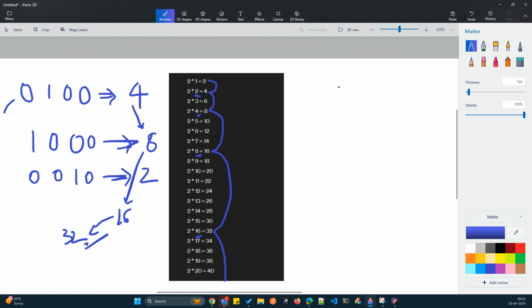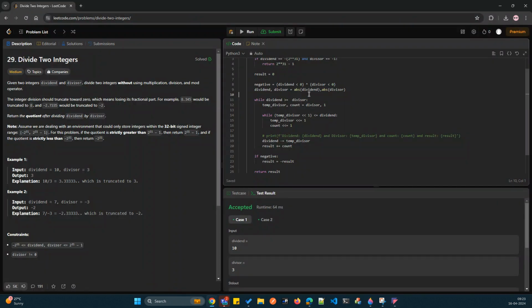Now let's check the code. Looking at the code, let's take the earlier example which we took, 33 and 10. The dividend is 33 and the divisor is 10.